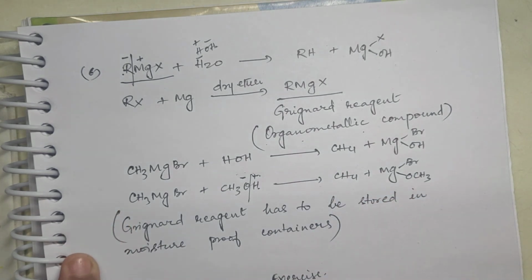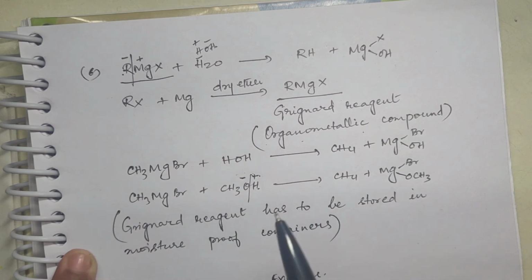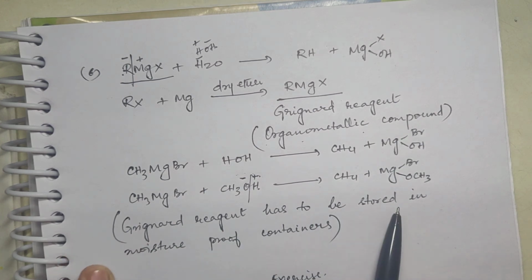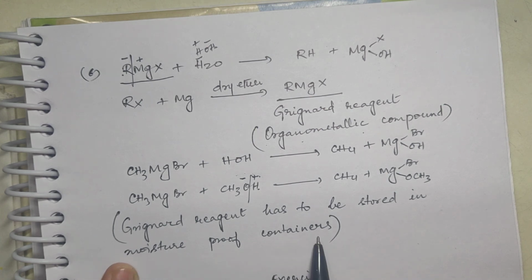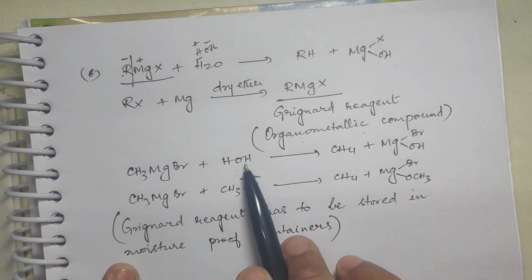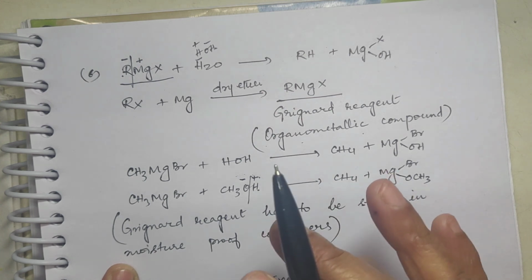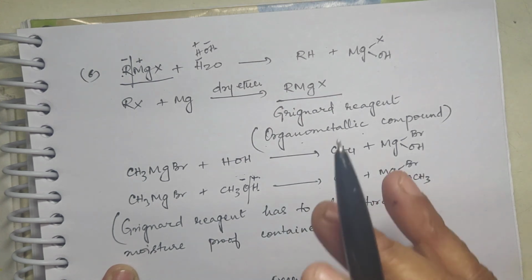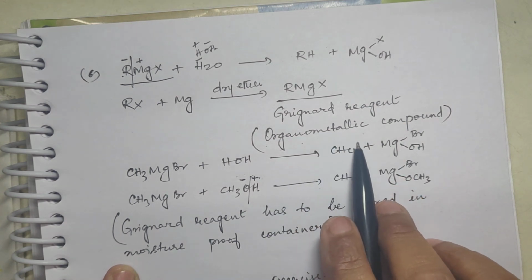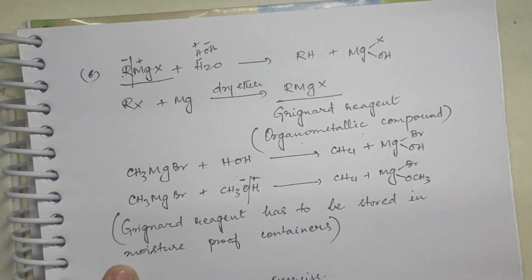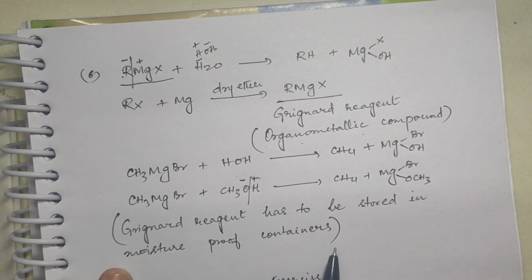Now what is the most important thing that you should know about Grignard reagent is, Grignard reagent has to be stored in a moisture proof container. Otherwise what will happen? If it reacts with moisture, then it will form an alkane, and by chance, if at a nearby place there is any high temperature or something like that, then this is a very good fuel, it may catch fire. Is that clear? So you have to see that it has to be stored in a moisture proof container. That is very, very important.